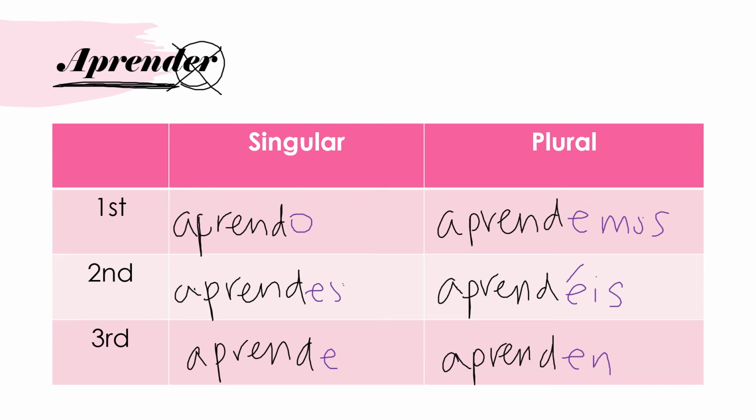We have first person singular, I. If we have the first person singular, I learn. Second person singular, you learn. Third person singular, he learns or anything learns. First person plural, we. Second person plural, y'all. Third person plural, they. All right. Hopefully this is connecting for you. I want you to go ahead and try.